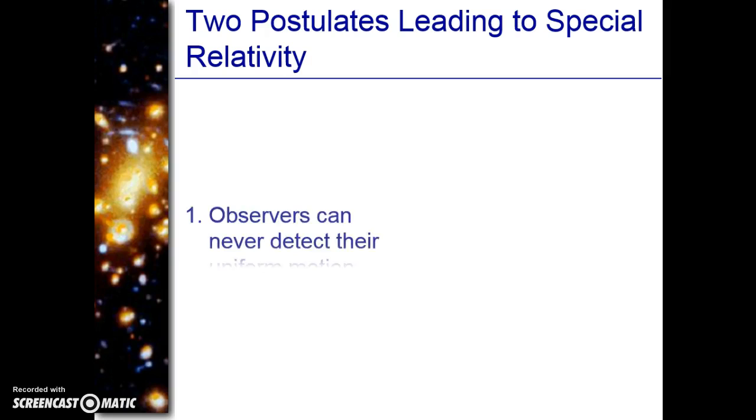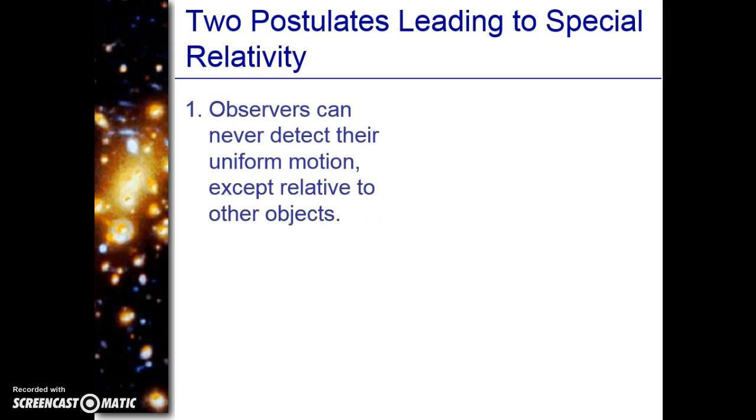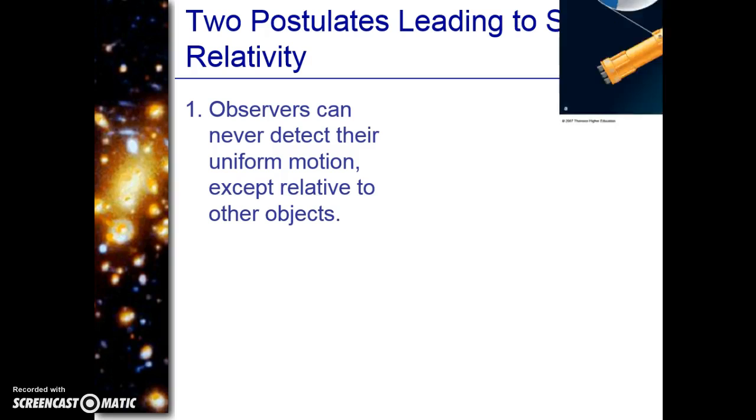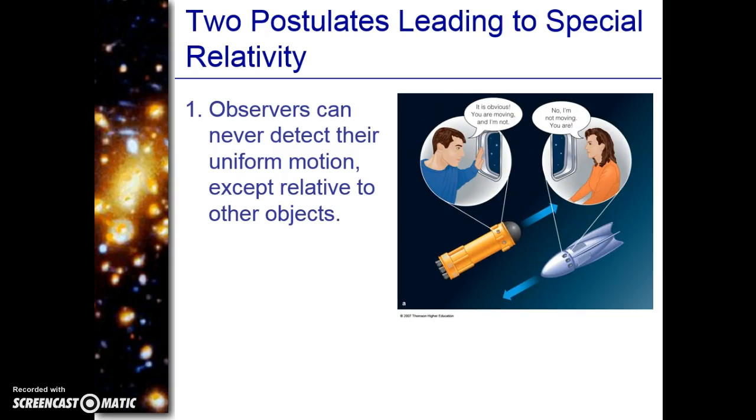All right, so special relativity has two postulates, and he said with the first one that observers can never detect their uniform motion except relative to other objects. Think about it: if you're sitting in a car at a red light and there's another car sitting next to you, or if you're on a bus and there's another vehicle next to you, and you think the other vehicle is creeping away. You start to see it move, but then you realize, holy cow, it's not them moving, it's us moving, and they're actually sitting still. So that's kind of what this means.